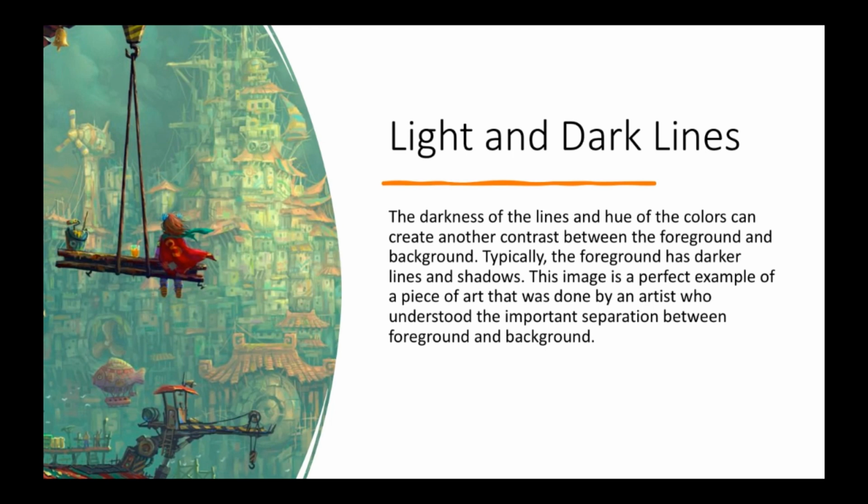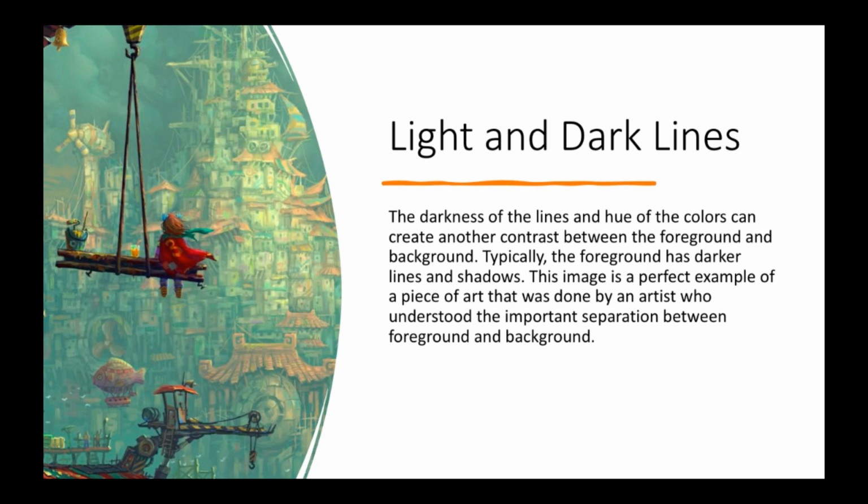Now, sometimes the darkness of the lines and the hue of the colors can create another contrast between the foreground and background. Do you know what the hue is? The hue is how strong the color is. So if it's very grayish, it's not a strong hue. But if the color is really popping, like it's really in that spectrum that it's got a lot of color, then the hue is very strong. Typically, the foreground has darker lines and shadows.